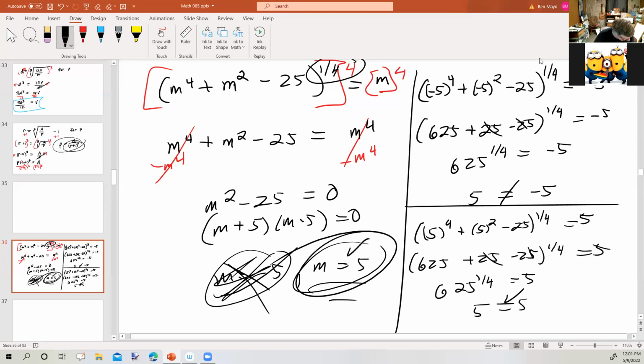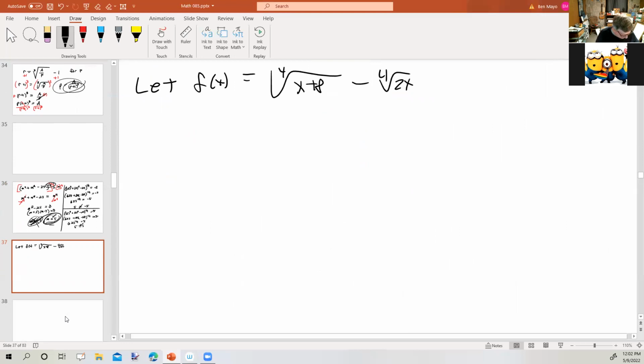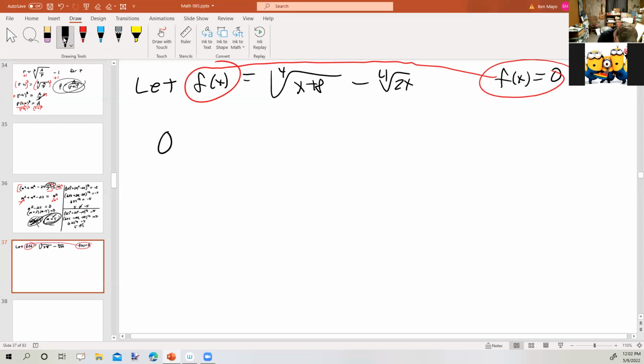Okay. Let's take a look at this problem. Let's see here. f of x equals the 4th root of the quantity x plus 8 minus the 4th root of 2x. Find all values of x for which f of x equals 0. So basically what we're going to do is substitute that over here, and we're going to have the following equation.